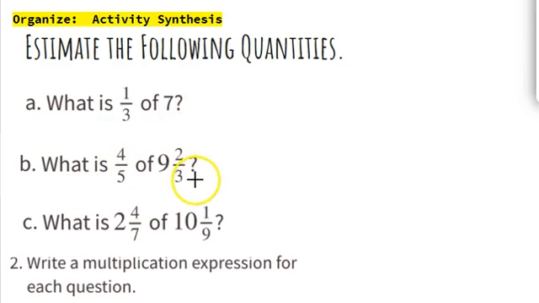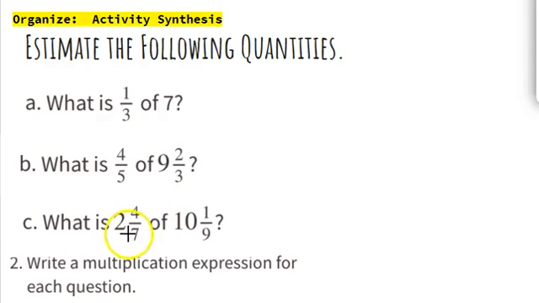What about 4/5 of 9 2/3? Yeah, it's going to be a little bit less than what it is right now, right? Because 4/5 is really close to 1 whole. So our answer when we solve this would be really close to what it was.